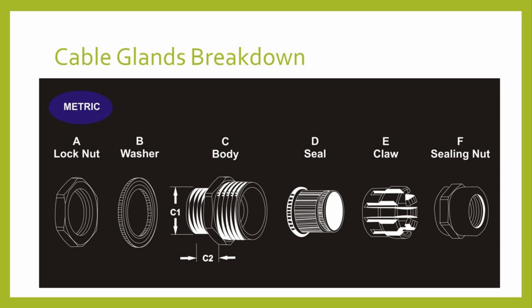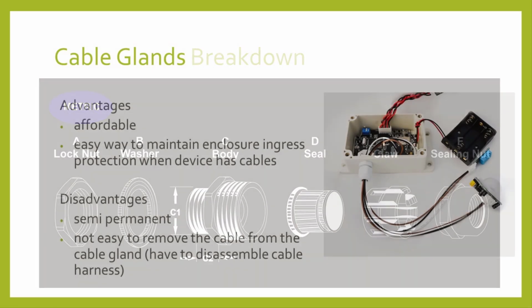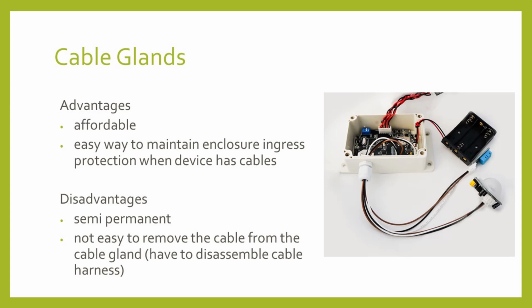Usually, these parts are pre-assembled, so you wouldn't need to manually put them together. The seal is inside the claw, and the sealing nut goes over the claw. As the sealing nut is tightened, it compresses the claw, tightening the seal around the cable. Once the seal is tightened down around the cable, the gland should keep the enclosure watertight. The advantage of cable glands is that they're a relatively cheap and easy way to create a watertight seal around the hole the cables go through.